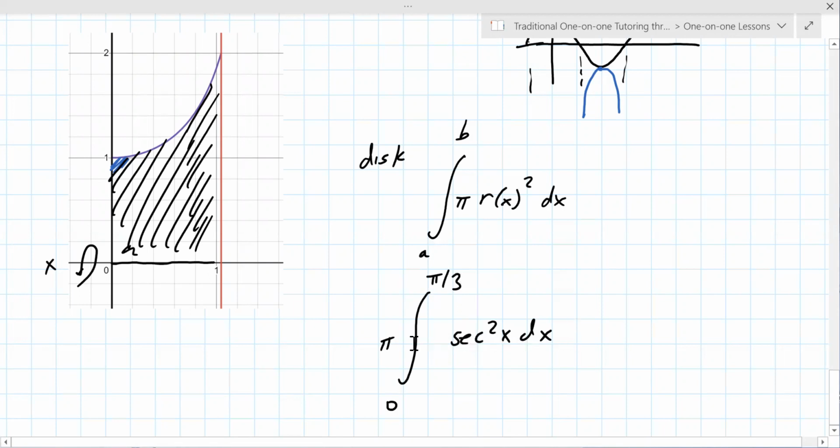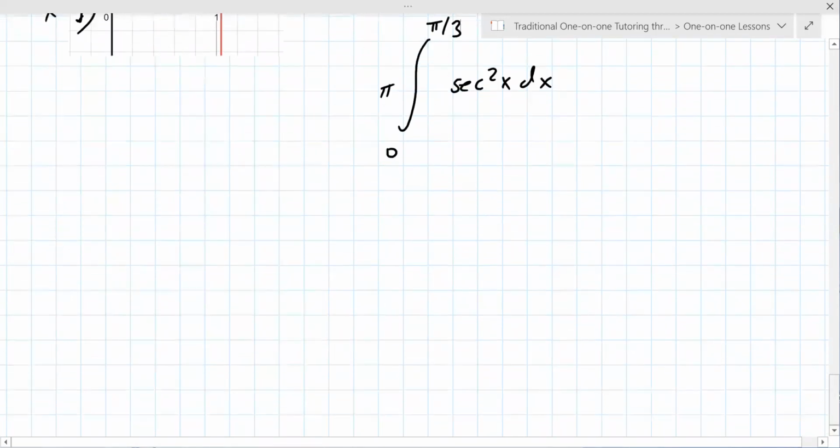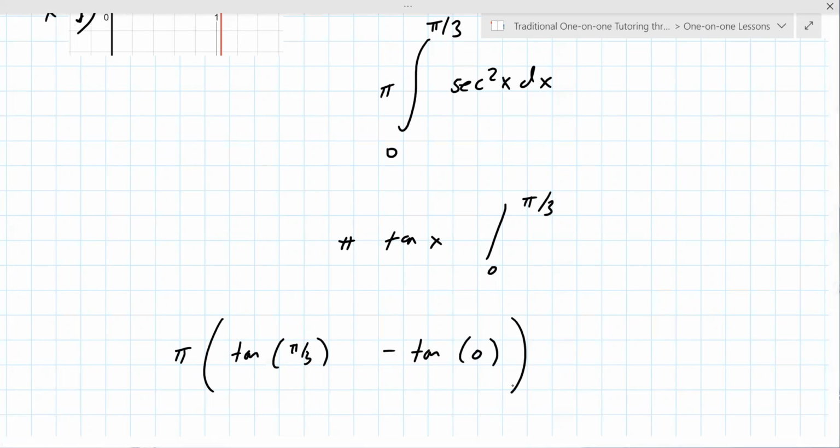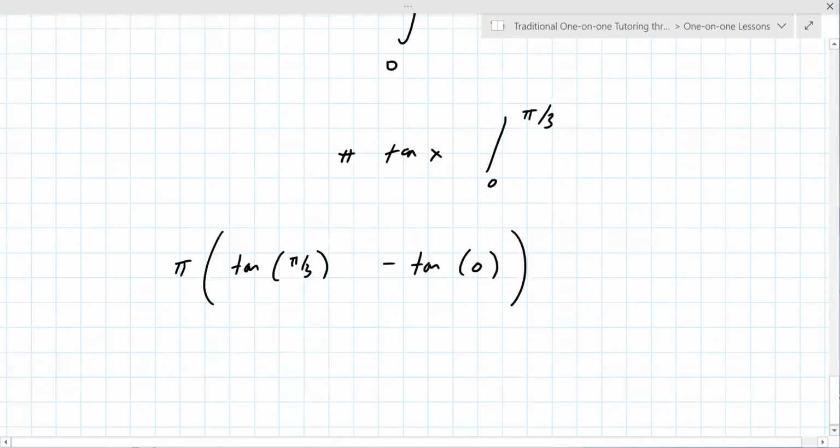Do you recall the antiderivative of secant squared? Tangent. Tangent, yeah. Perfect. So this is pi times tangent of x evaluated from 0 to pi over 3. So this becomes pi, parentheses, tangent of pi over 3 minus tangent of 0. Okay. So we do need to evaluate that.